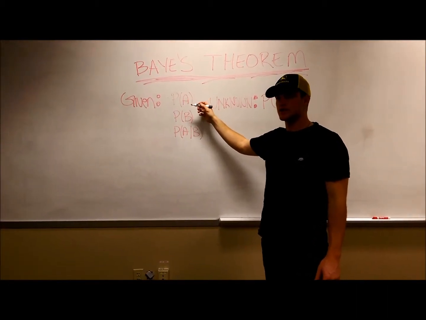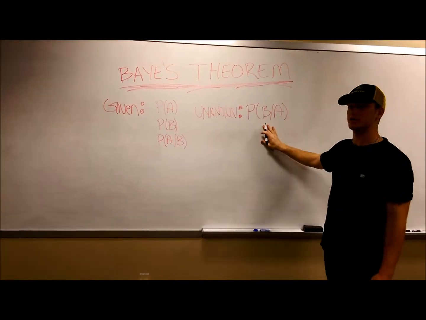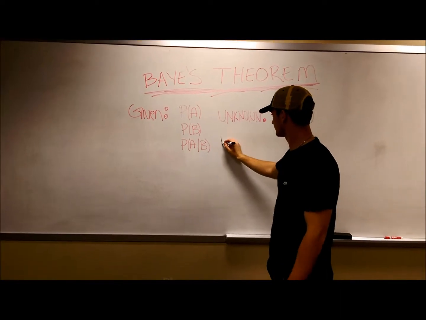Given the probability of A, the probability of B, and the probability of A given B, one can solve for the probability of B given A using Bayes' theorem. Bayes' theorem looks like this.